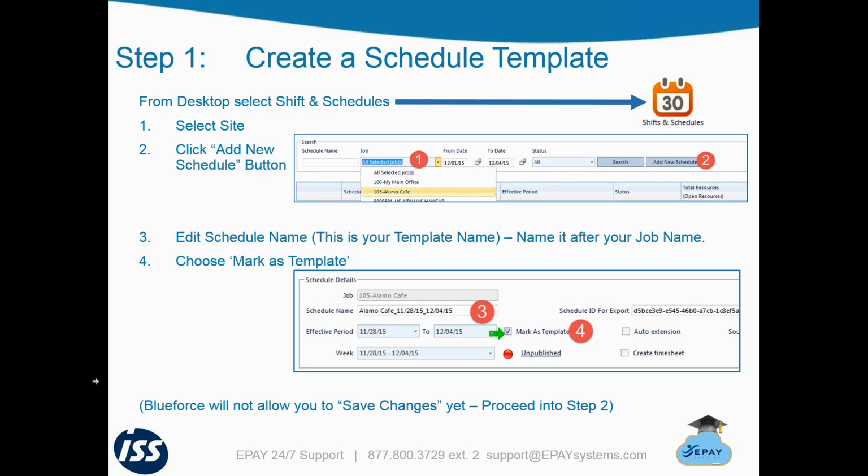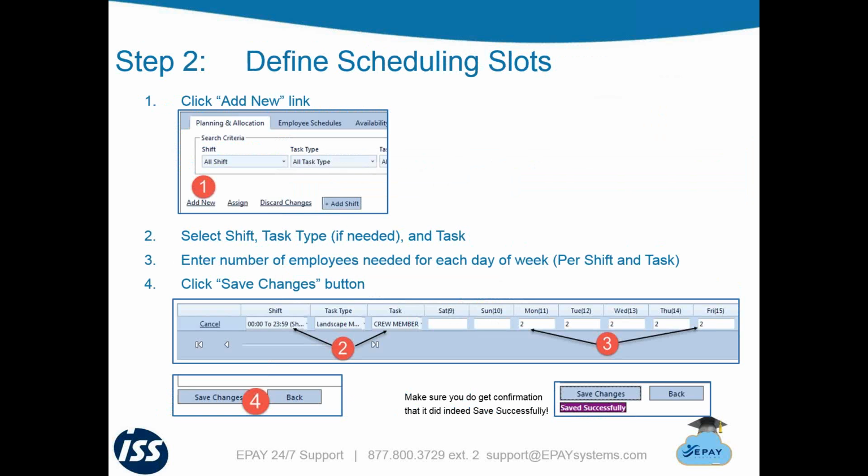Now, at the very bottom, I also put as part of step 1 that you will not actually click Save Changes here because it won't let you. One of the reasons it won't let you is because it needs a little bit more information, which will now lead us into our step 2. So let me go ahead and clear my arrow, and let's go on to step 2.